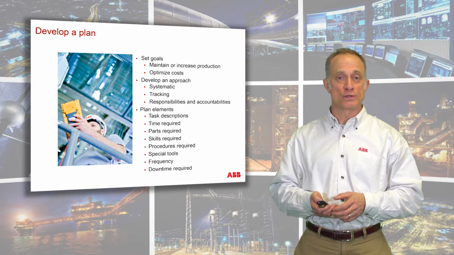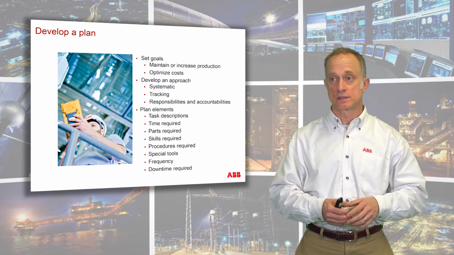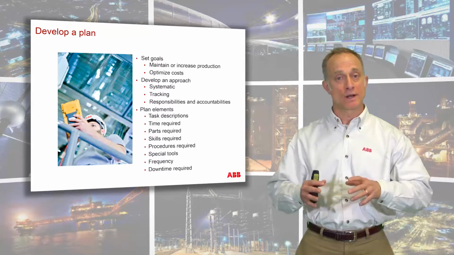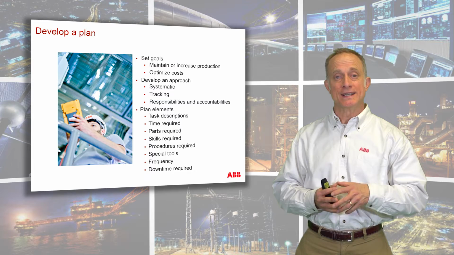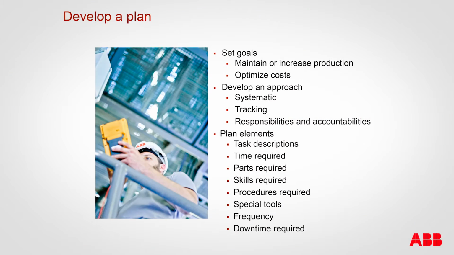Start by setting goals. What do we really want to do here? Do we want to increase production? What are the plant's business goals? Are we starting up a new line and so we want to get it right the first time? Do we need to reduce maintenance costs? Put together your approach. How are you going to track it? Who's going to be responsible for what? Make sure that people know that they're accountable, so there's a name for a certain action so it doesn't fall into the cracks.